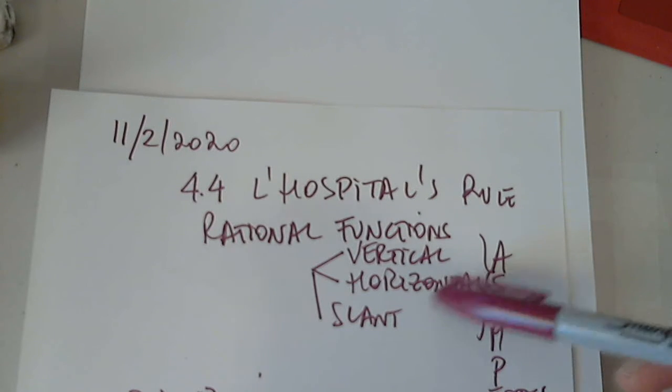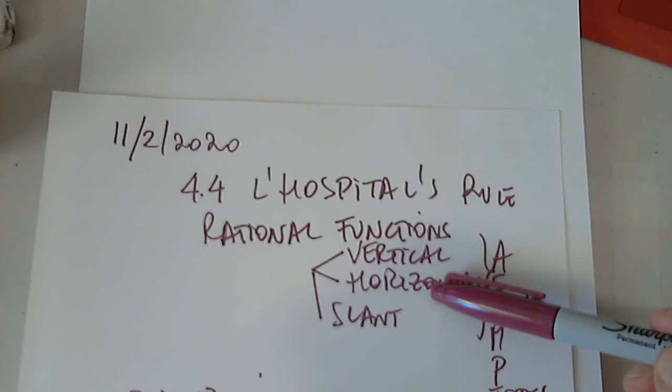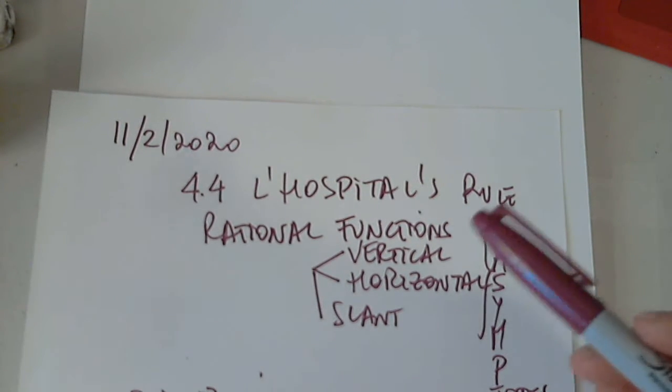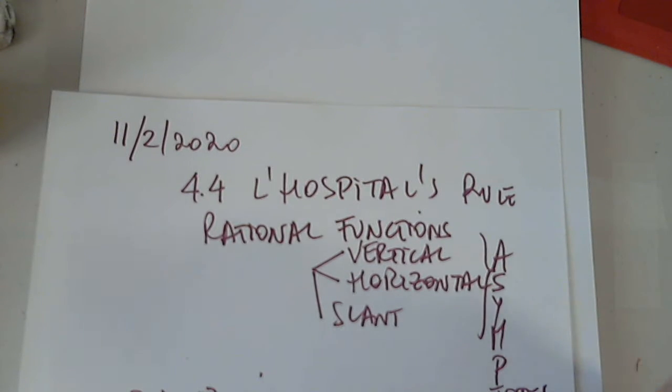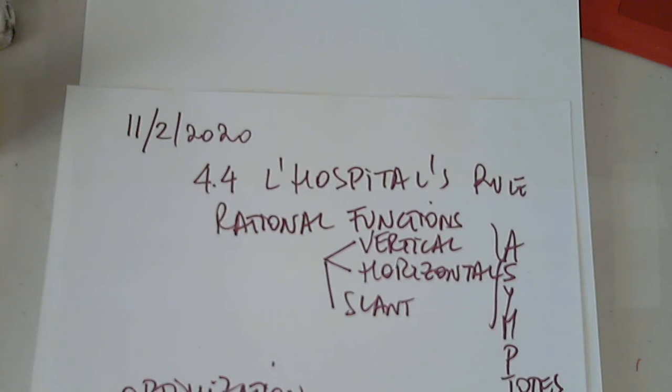It has horizontal and slant. Not possible. It can have vertical and horizontal, yes. It can have vertical and slant, yes. But it cannot have all three. It can have either horizontal or slant. Okay.